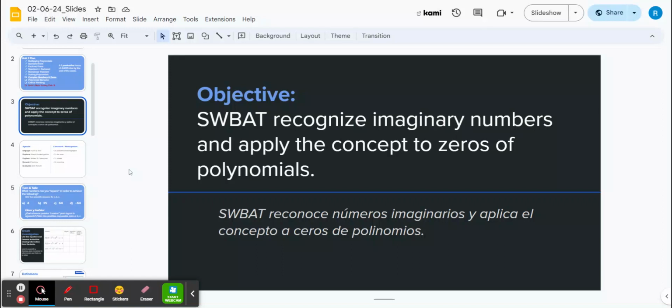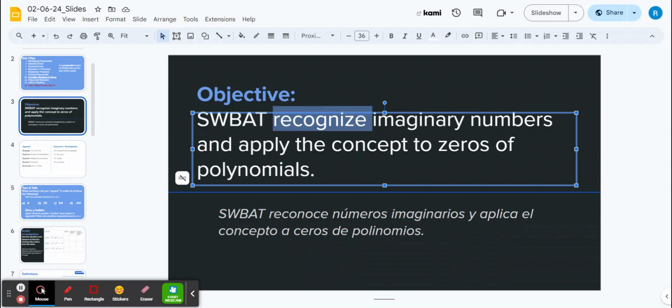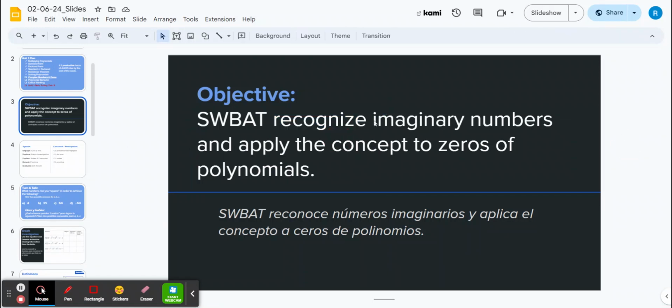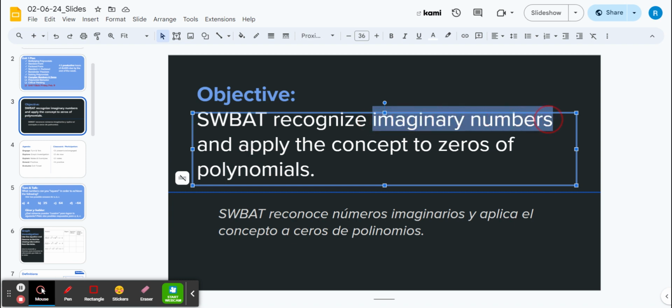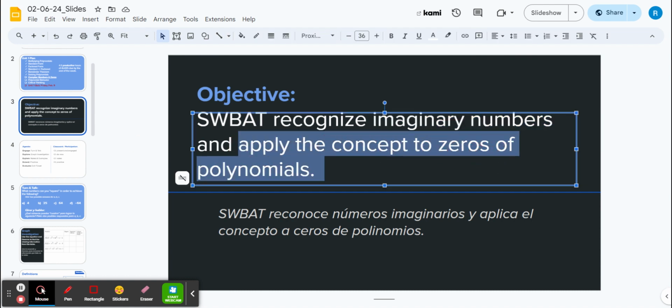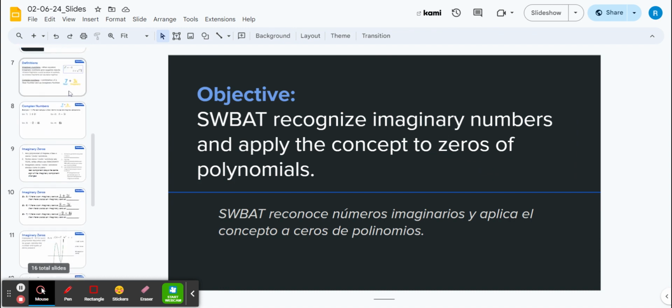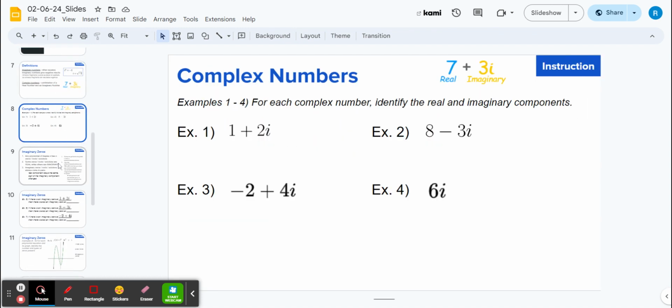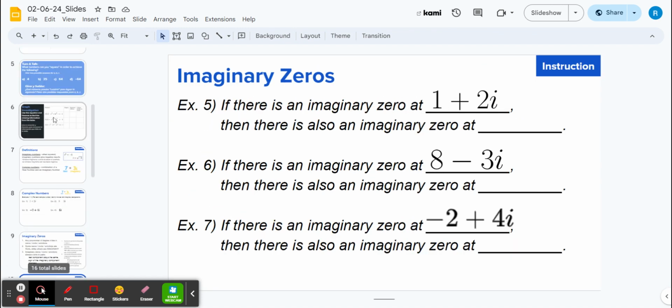All right, today we are doing a lesson with the objective to recognize imaginary numbers and apply the concept to zeros of polynomials. Now, imaginary numbers is something that we could really deep dive if we wanted to. You should hit this in your later math courses, especially like a pre-calc. Later on, we are going to cover the surface of it, mainly to help us apply the concept of this to polynomials.